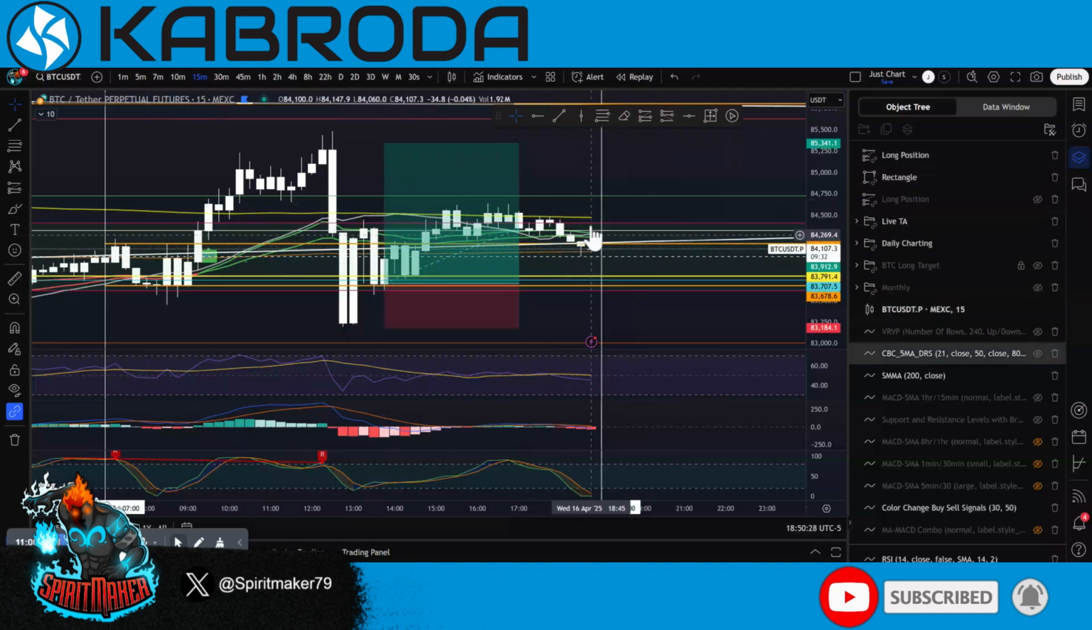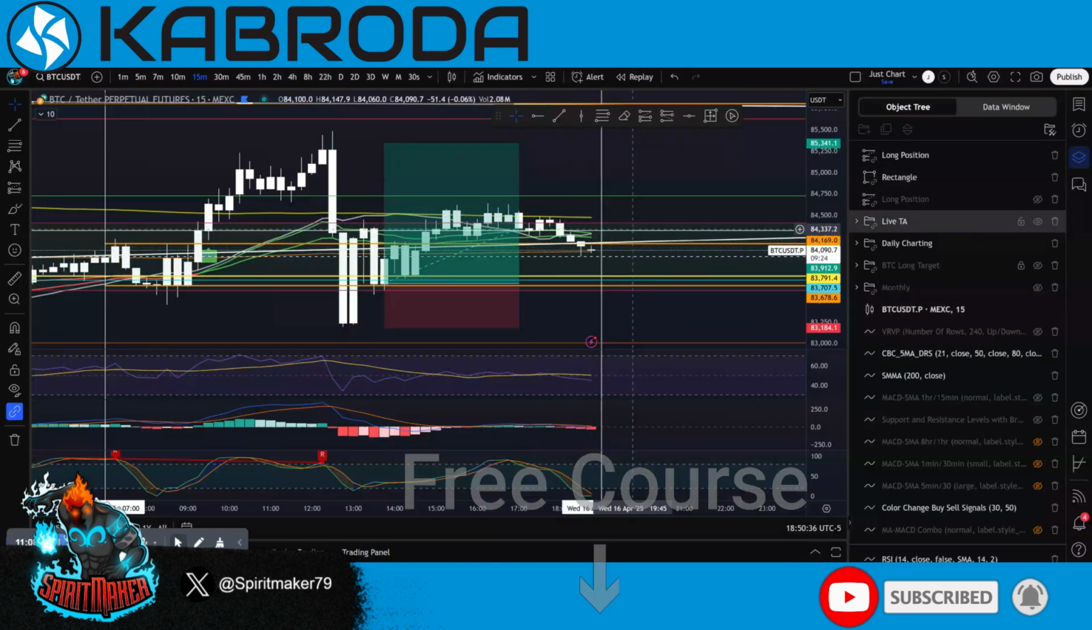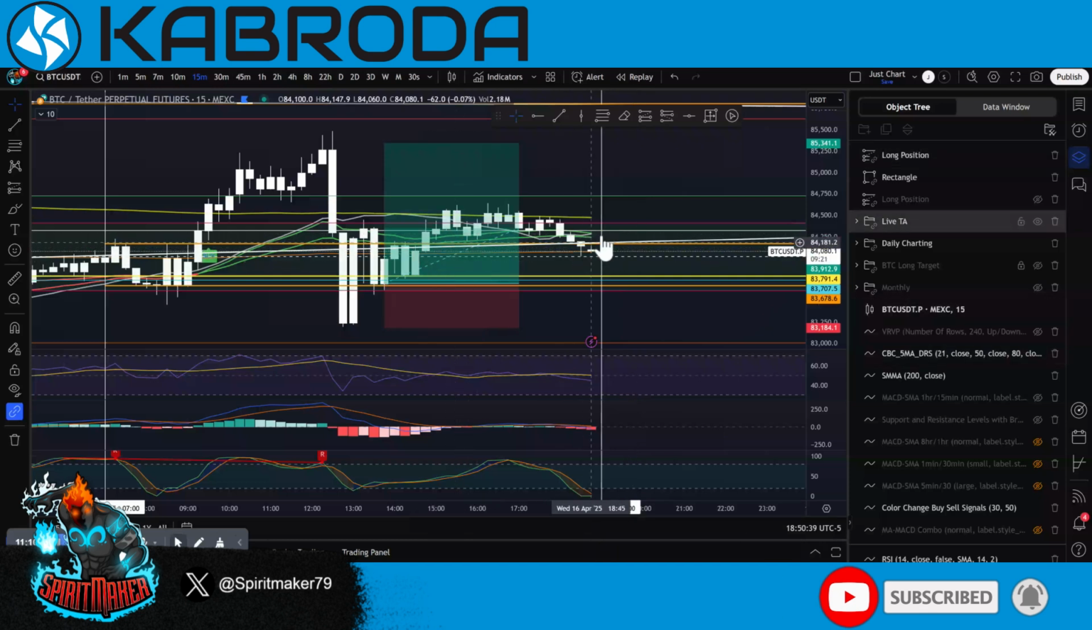If I'm fearful of this or not really sure what's going to go on, this would be a great spot to just take yourself out of the trade and then wait for a new opportunity to get in. If you're in the green, there's nothing wrong with getting paid on the trade.